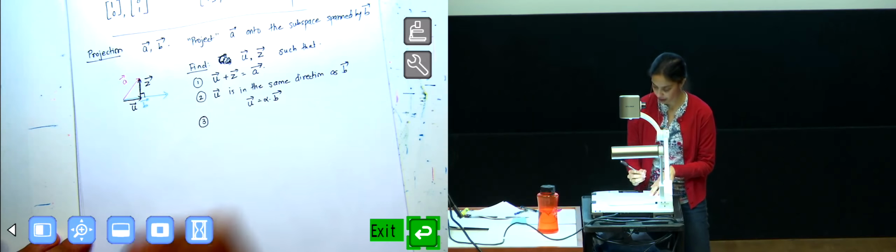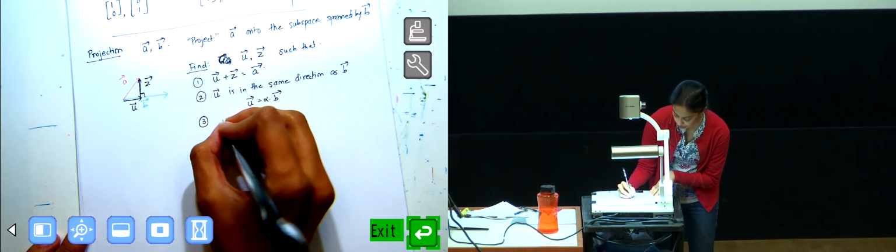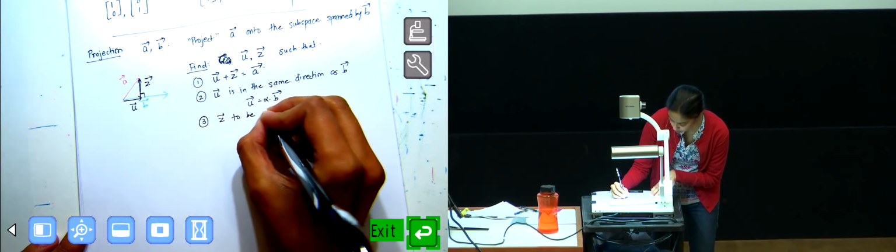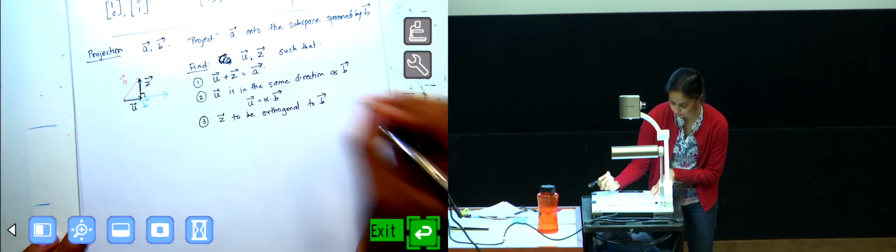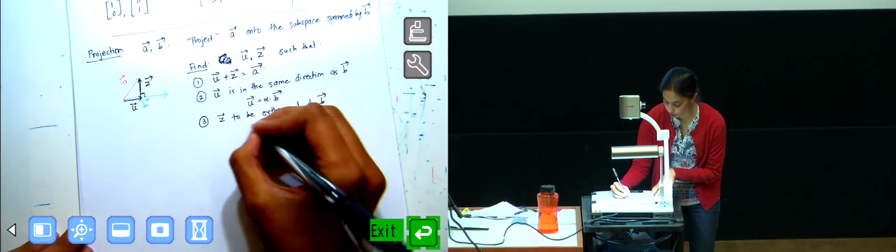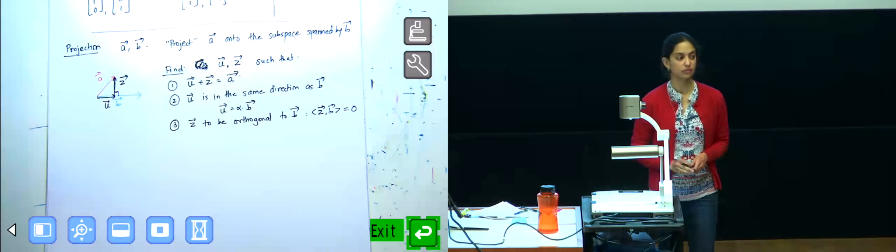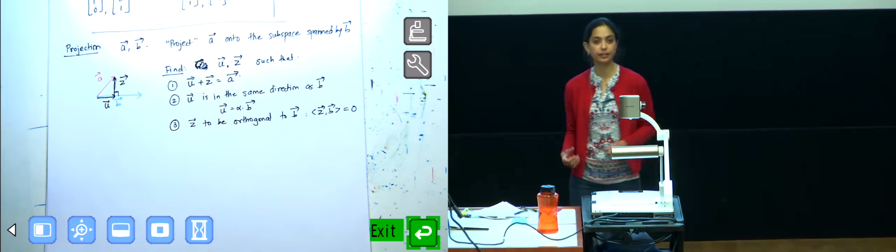And the third thing I want is I want z to be orthogonal to b. And we just defined orthogonal. This means that the inner product of z and b is equal to 0. Right? We want to find such u and z.